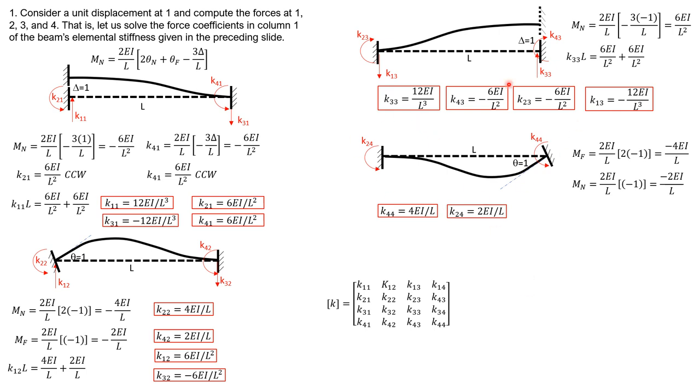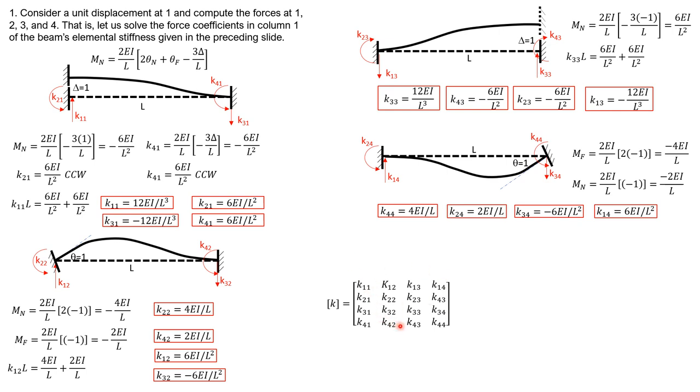Because these are both counterclockwise, the force here should be upward. We call this K14. K14 times L equals K24, which is 2EI over L, plus K44, which is 4EI over L. Therefore, K14 is positive 6EI over L squared, because that's also positive. So summation of forces in Y equals 0. This is K34. K34 is the negative of 6EI over L squared.